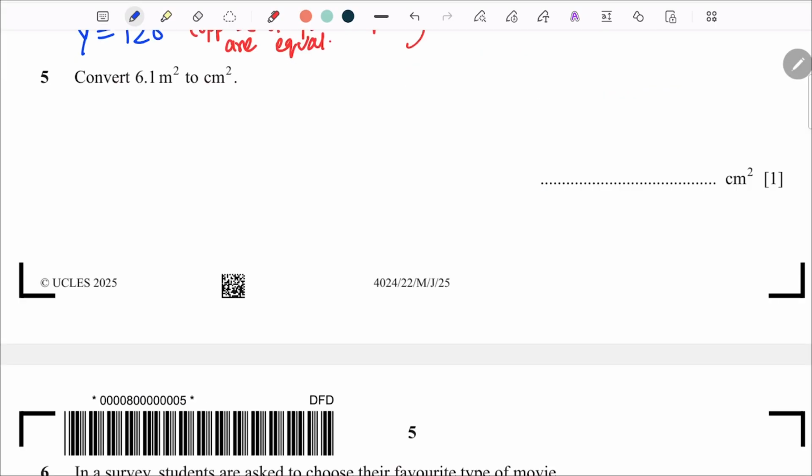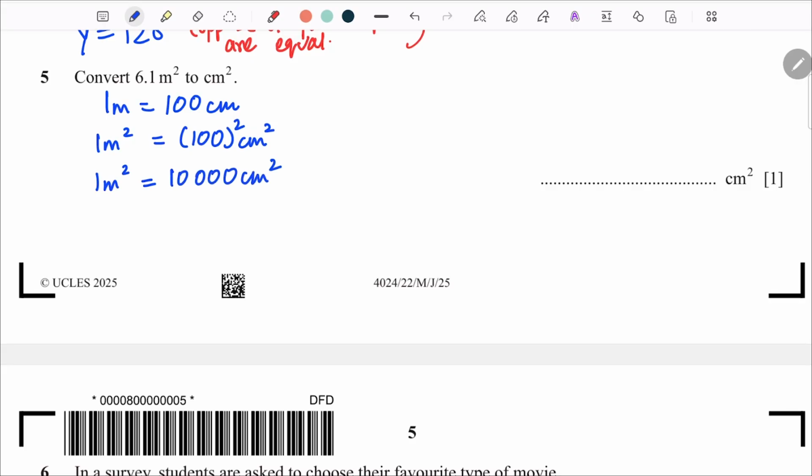Question number 5, convert 6.1 meter square to centimeter square. Now we know that 1 meter is equal to 100 centimeters. When we put square on both sides, 1 meter square is equal to 100 centimeters squared. We've put square on both sides. So 1 meter square is equal to 10,000 centimeters square.